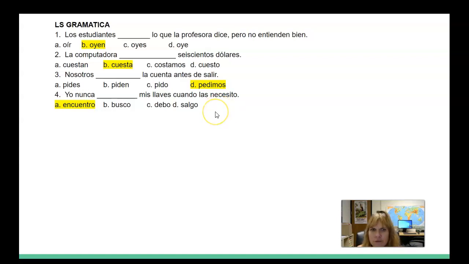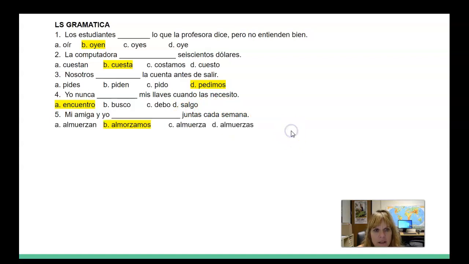Uf, comprendo. Número 5: Mi amiga y yo almorzamos juntas cada semana. Mi amiga y yo, my girlfriend and I, eat lunch together every week. Mi amiga y yo almorzamos.